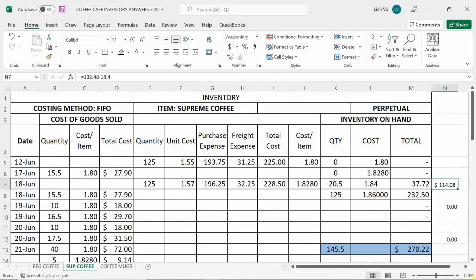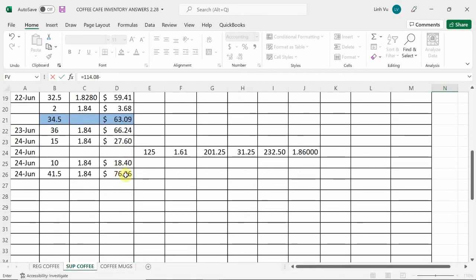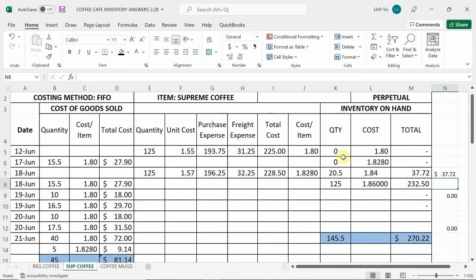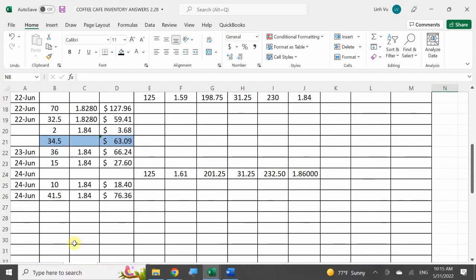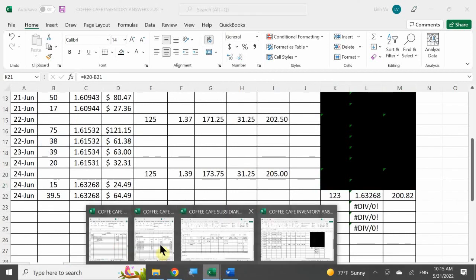So 114.08 minus 76.36. Okay, should give you 37.72. Okay, so good, that's correct. All right, so that means remaining left is 145.5 pounds at $270.22. Okay, 270.22. So we end up using 76.36 worth of Supreme coffee and 64.49 for the regular coffee.